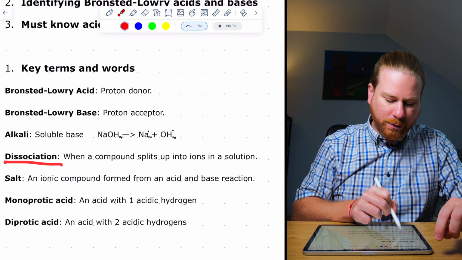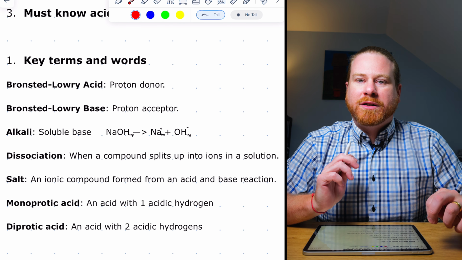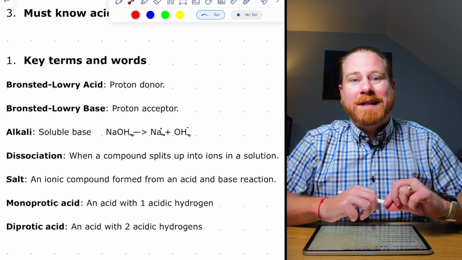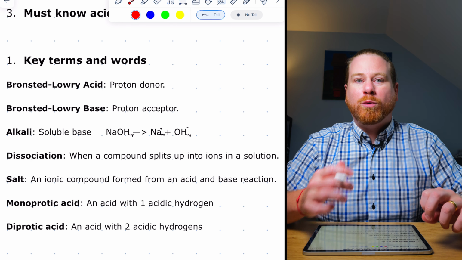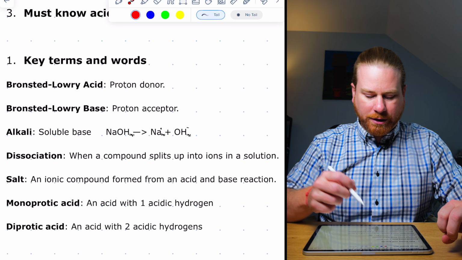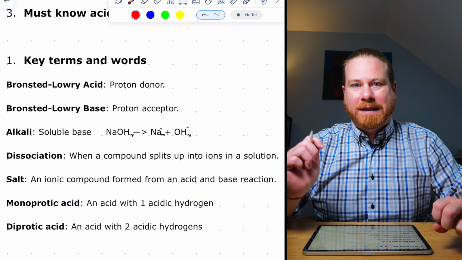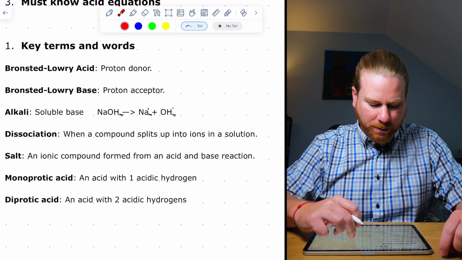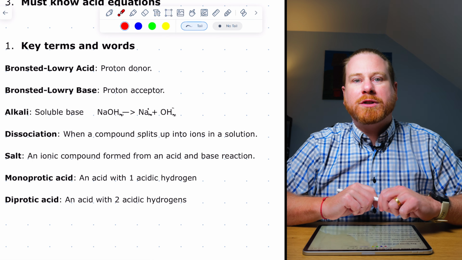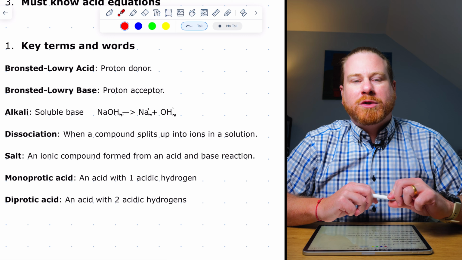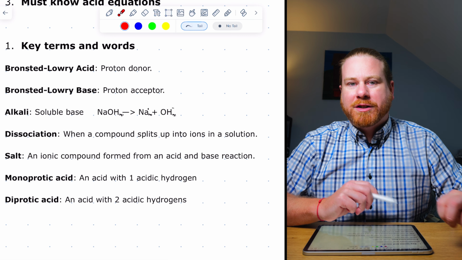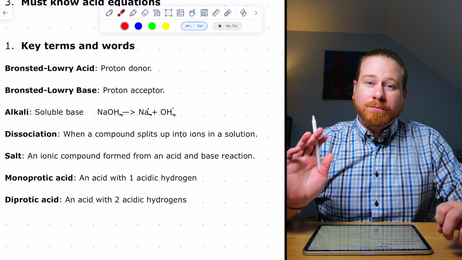Okay, on to dissociation. This is when a compound splits up into the ions that make it up when it is in a solution. Sodium hydroxide is an example of that. Okay, now on to a salt. A salt is an ionic compound formed from an acid and base reaction, and more on salts later.